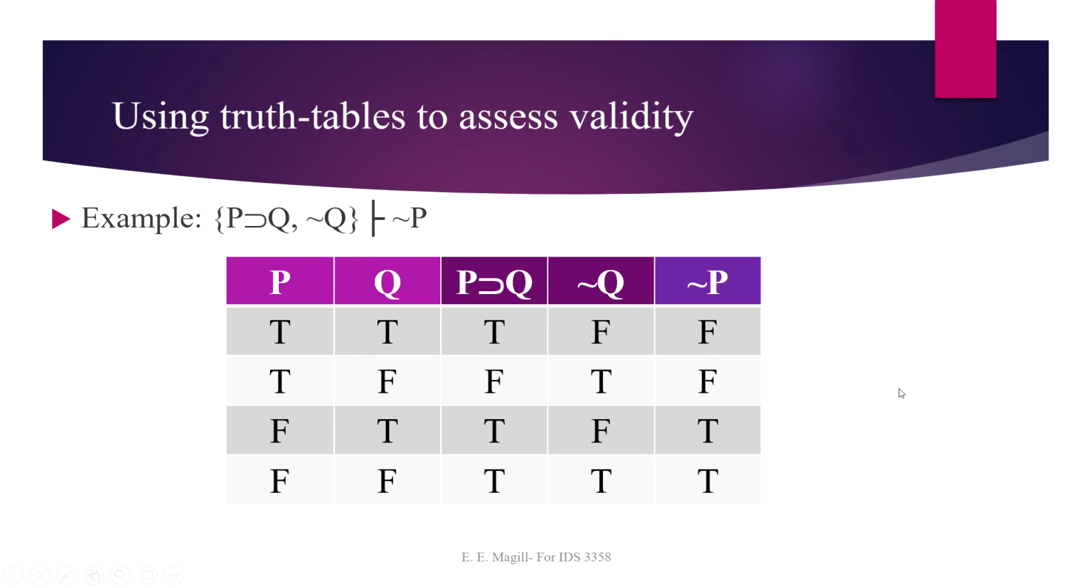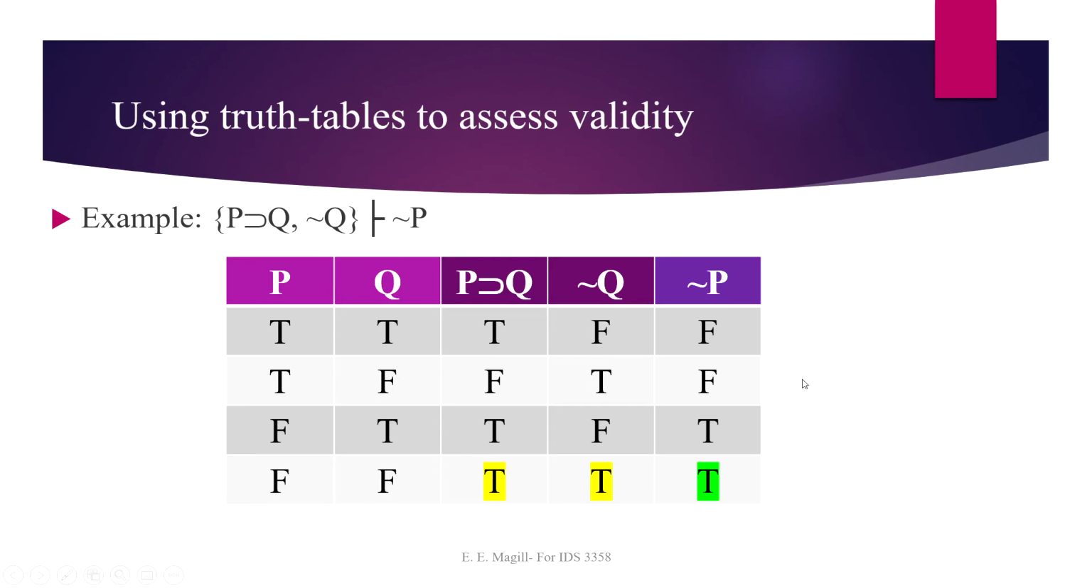Now we need to identify any rows that have all true premises. On this table, that's only row 4. And the conclusion on row 4 is also true. So now there's no row with all true premises and a false conclusion. That shows this argument is valid.